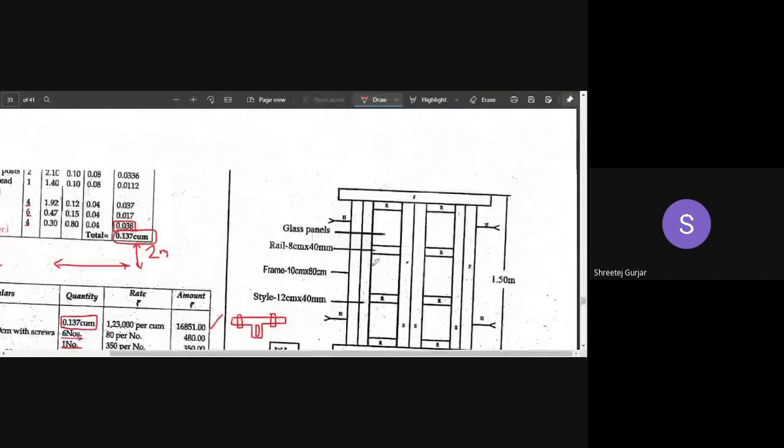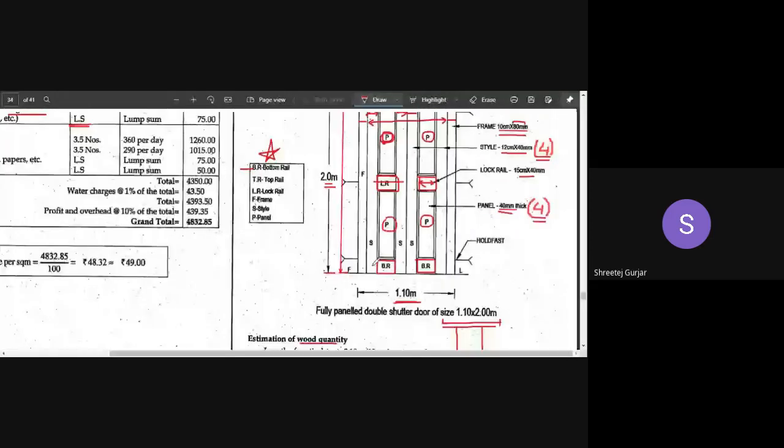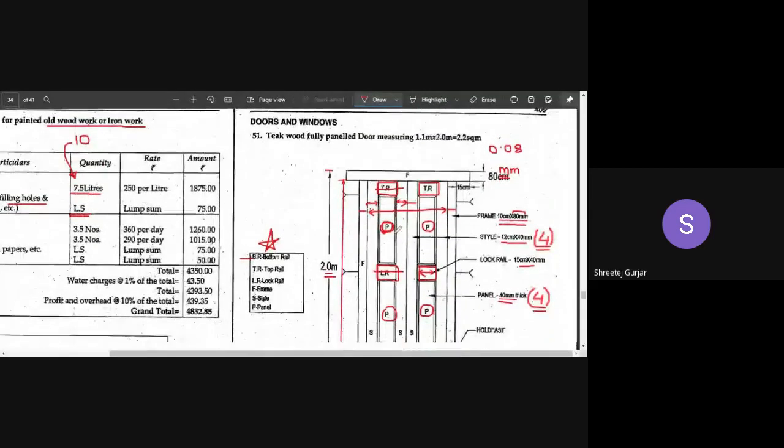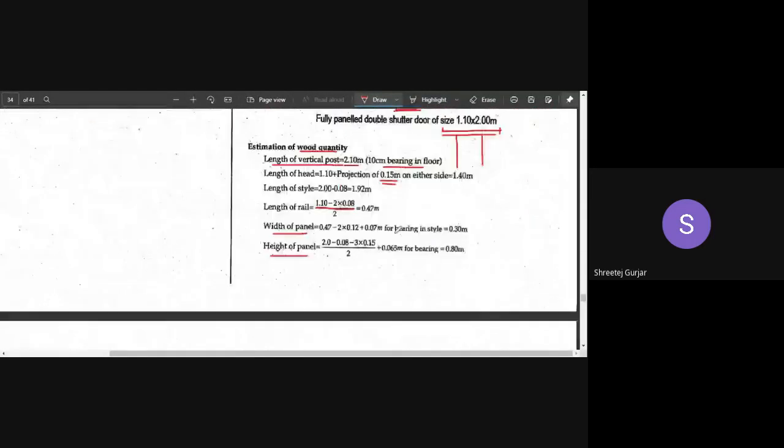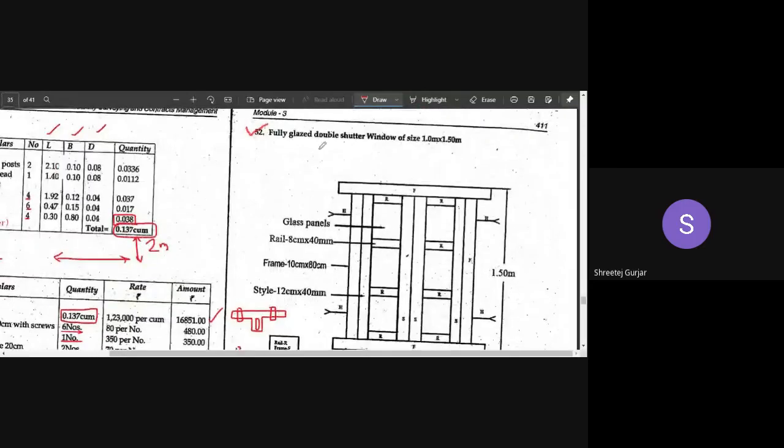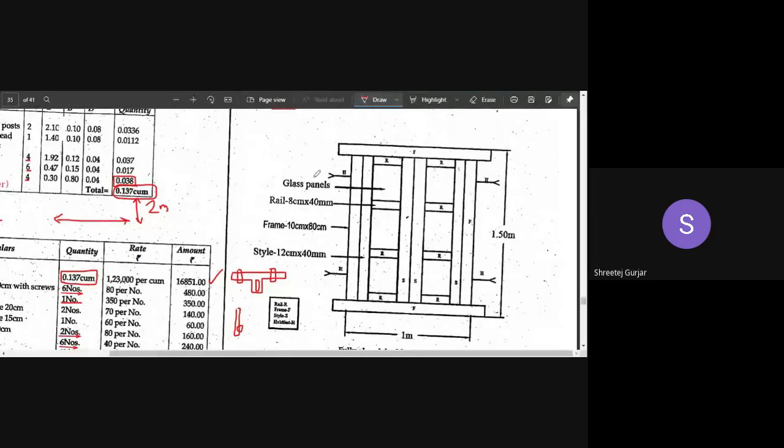So we have learned how to do the rate analysis and calculation of materials for a door. Similarly, if you have a glazed door, I have told you what you have to do. We can calculate using the same method, but instead of wood panels, we have glass panels provided. These panels are made up of glass.